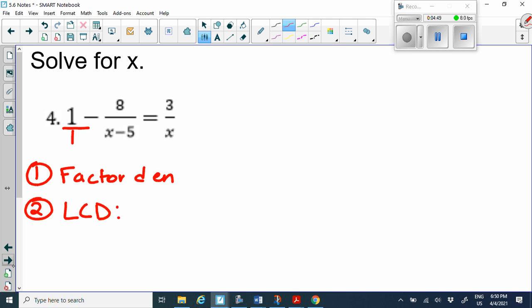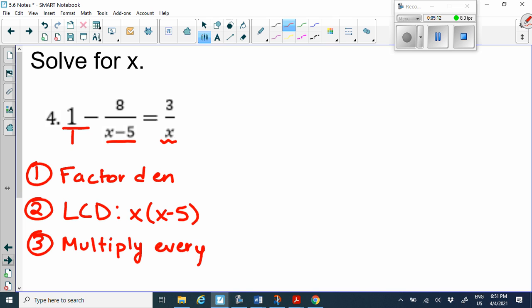Okay, first notice I have an x, so since that's part of one of my denominators, it has to be part of the LCD. Then I have an x minus 5. And then really I have a 1, but that doesn't need to be included because that's assumed. Okay, so now we're going to multiply every numerator by the LCD.